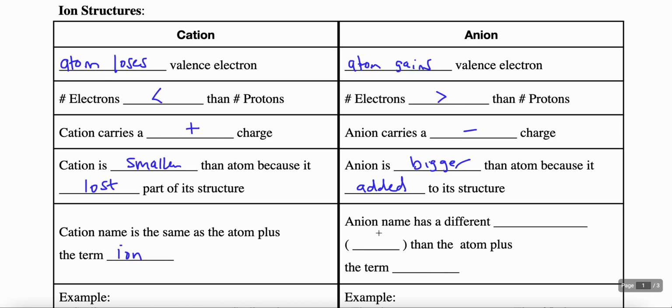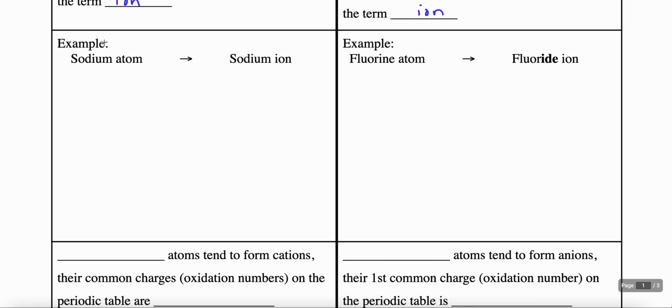Now, the anion also has a name. It is a variation of the atom's name. So the anion name has a different ending. So an anion, its name will end in -ide plus the term ion. So let's look at a couple of examples here. So here we go. Example, a sodium atom. Sodium atom, its configuration is 2-8-1.